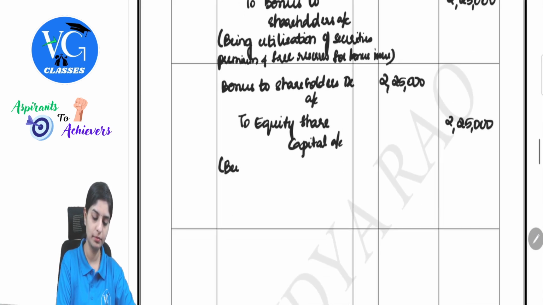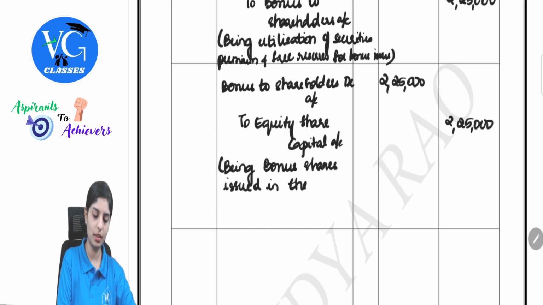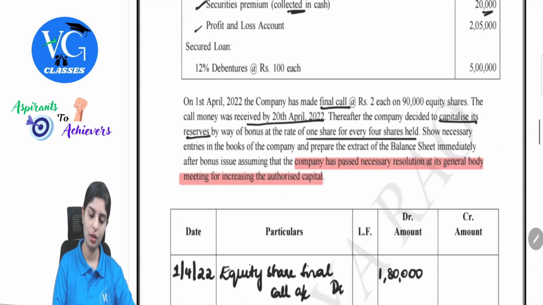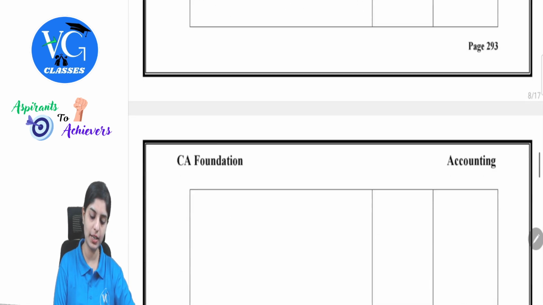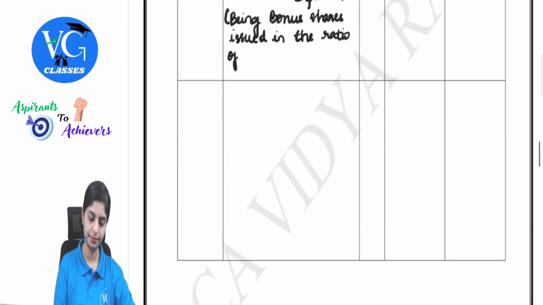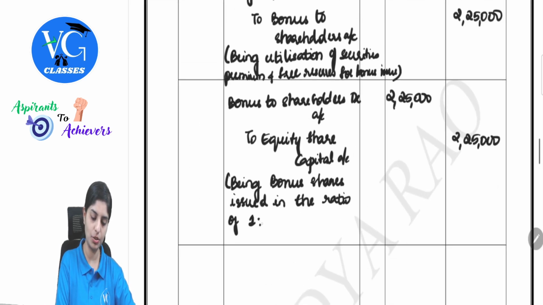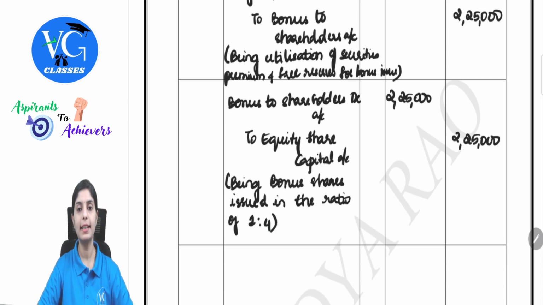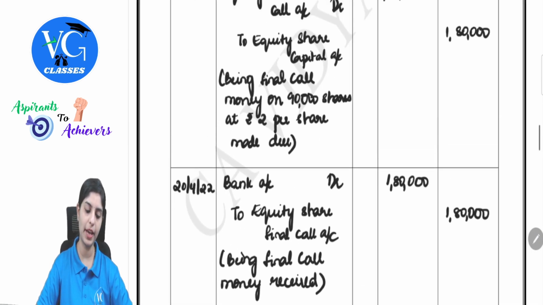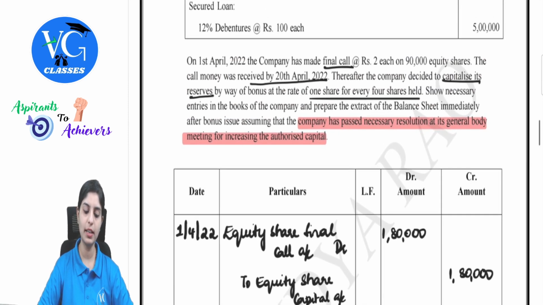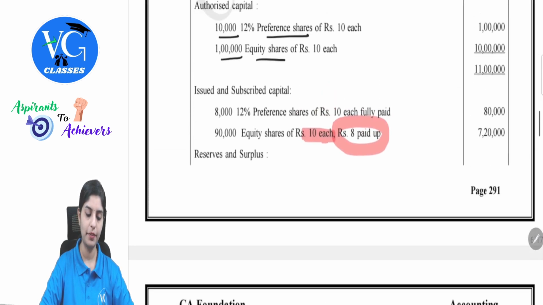Being bonus shares issued in the ratio of 1 share for every 4 shares held. That is 1:4. Is this clear? Now this was recording of entries. The question is also asking us to give the extract of the balance sheet. So we'll make use of the same values.